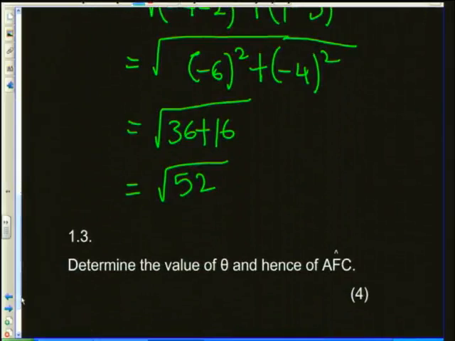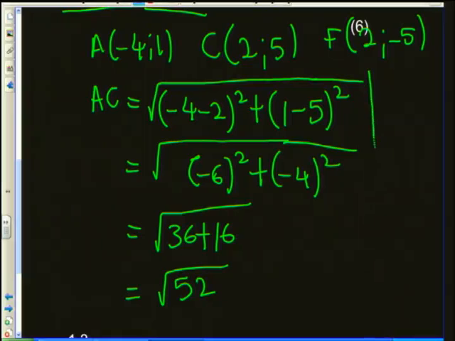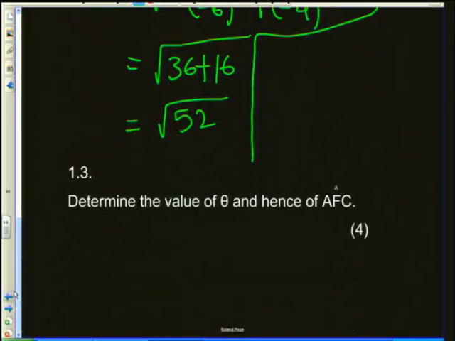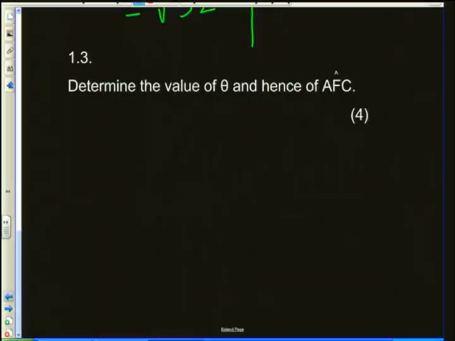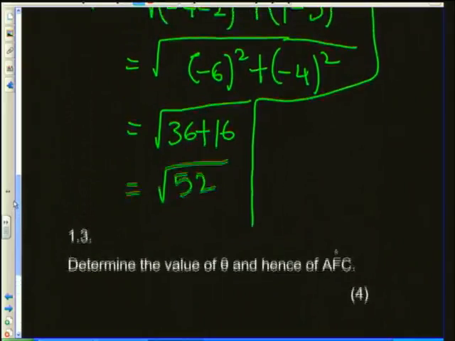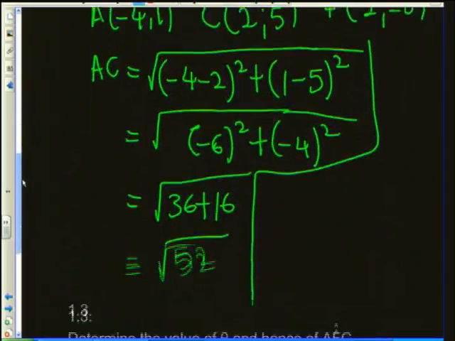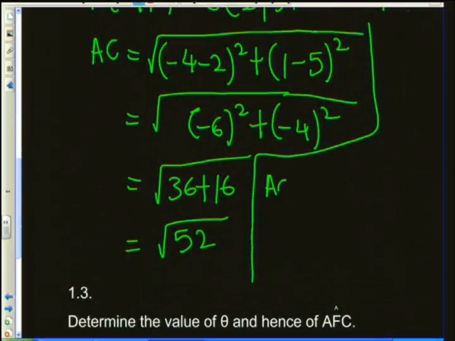Okay, might not have enough space here, so I'm going to squeeze it in on the right here. Right, so we're working out AF now. Right, so AF, sorry, let's fix that. It's AF. So the length of AF. Again, it's a big square root sign.